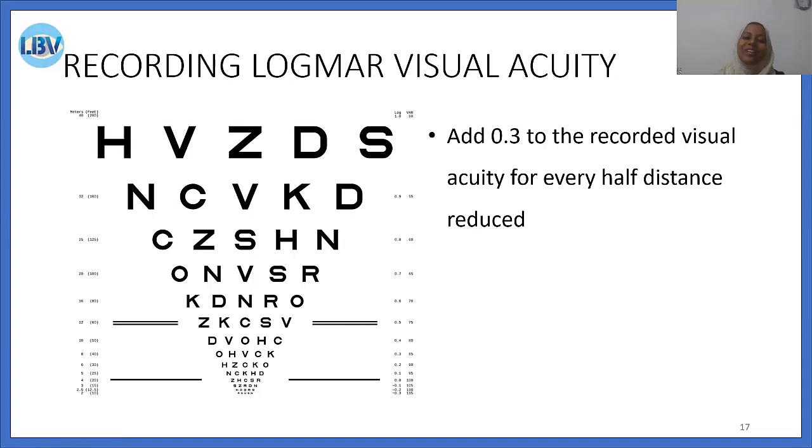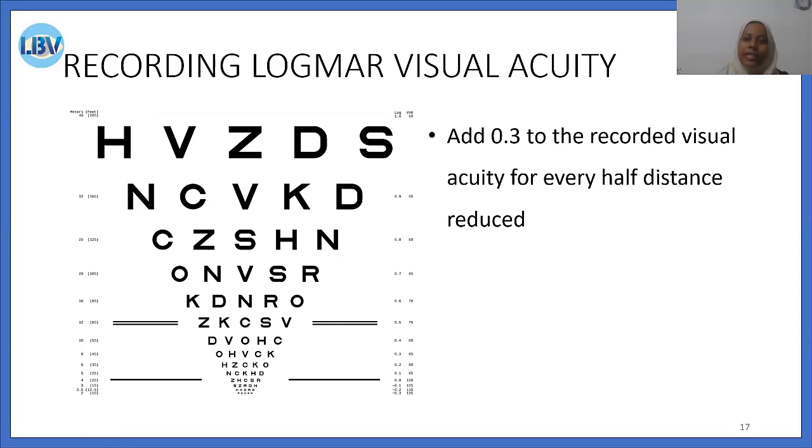So if it is a loose chart, we can bring the chart closer to the patient. And if it is an LCD chart, the low vision person can be asked to move a bit ahead, or you can change the calibration of the LCD chart and reduce the distance from 4 meter to 2 meter. So let us see how we record this.